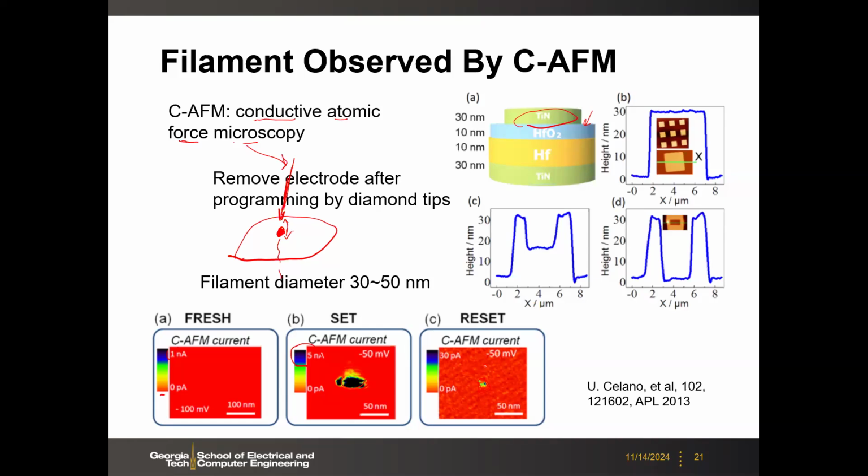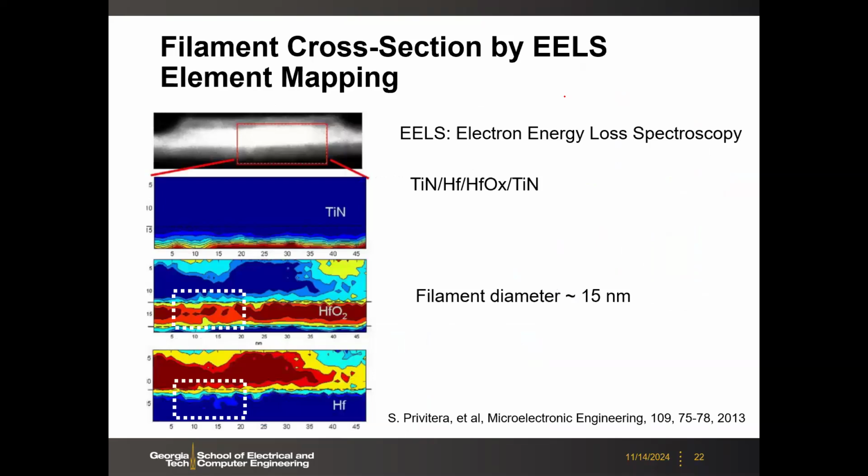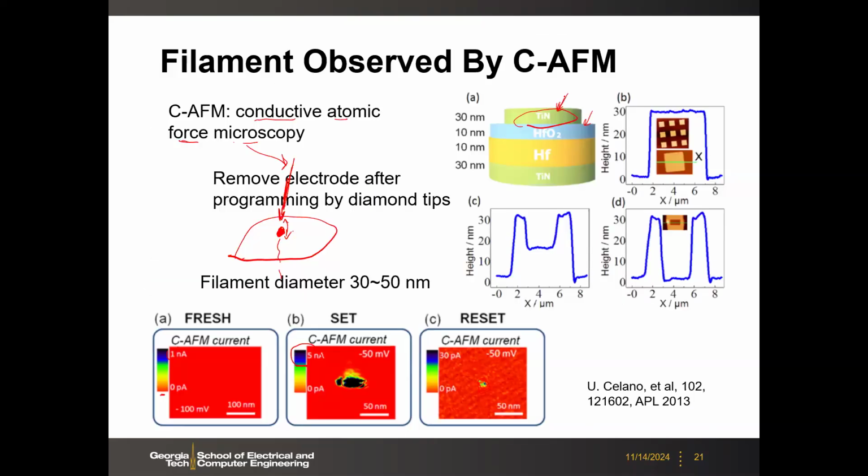This is from the top view. From the top view, you scan over the device surface. The key is that you have to remove the electrode, because if there's an electrode, it's equal potential, right? Everywhere will be conducting. So you have to remove the electrode, right? This is from the top view.